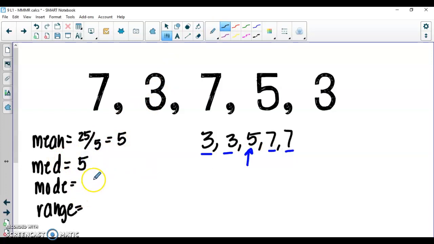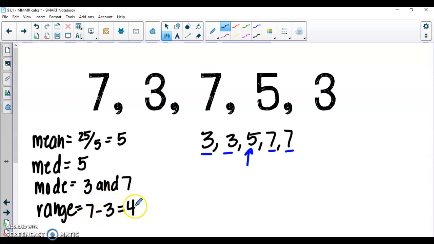For my mode, I'm looking for the ones that occur the most often. In order, it actually made this kind of easy. So I see 2 3s and 2 7s. Those are the most often ones. So my modes are 3 and 7. And remember, we said we can have 2. To get the range, I need to do the biggest number, which is 7, minus the smallest number, which is 3. And that's going to give me 4.